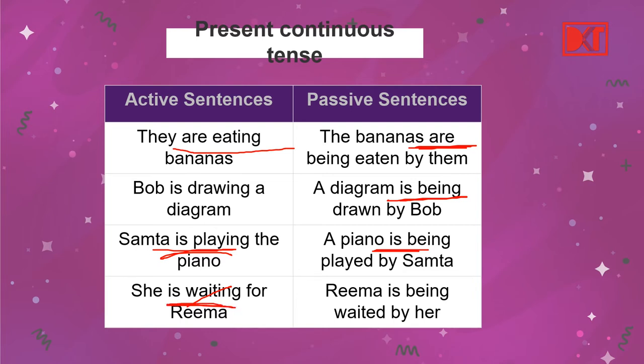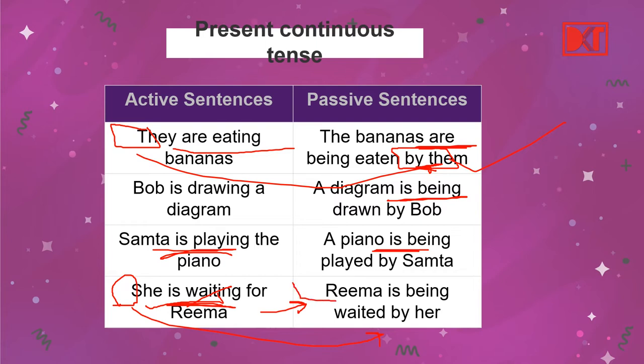Present continuous hai na? Is waiting. Change ho gaya kisme? Reema ban gayi jo hamara object tha. Reema became the subject and she, ab dekh lo, she jo pronoun hai it is also being changed into her. Similarly first example mein bhi they jo hai it became what? Them. Maine bola tha na hum examples padhenge to aap dekhoge apne aap kaise change ho raha hai. Ye pronouns bhi change ho rahe hain. All right. So Reema is being waited by her.